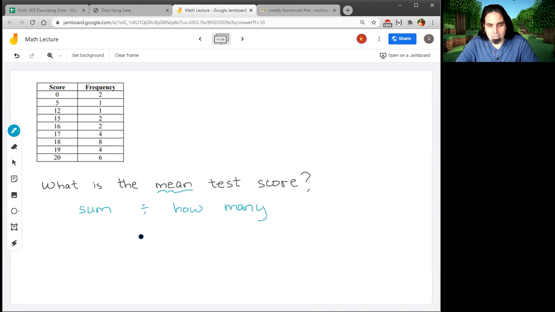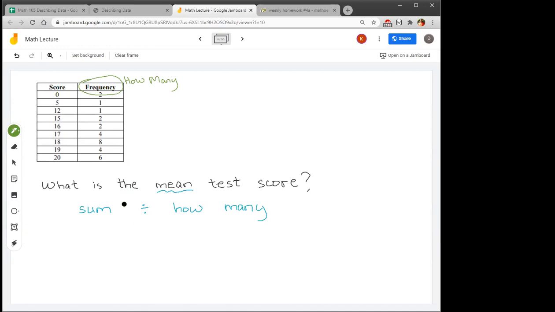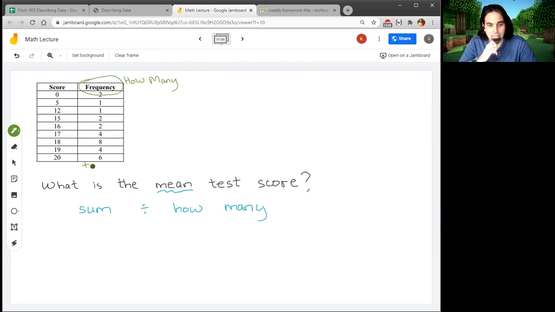Let's start with the how many, because that's a little bit easier. So the frequency is going to deal with our how many. How many test scores were there? How do we know? You add up everything in the frequency column. Yeah, add all that up. So 2 and 1 and 1, I'm up to 4, 5, 6, 7, 8, 12, 20, 30.